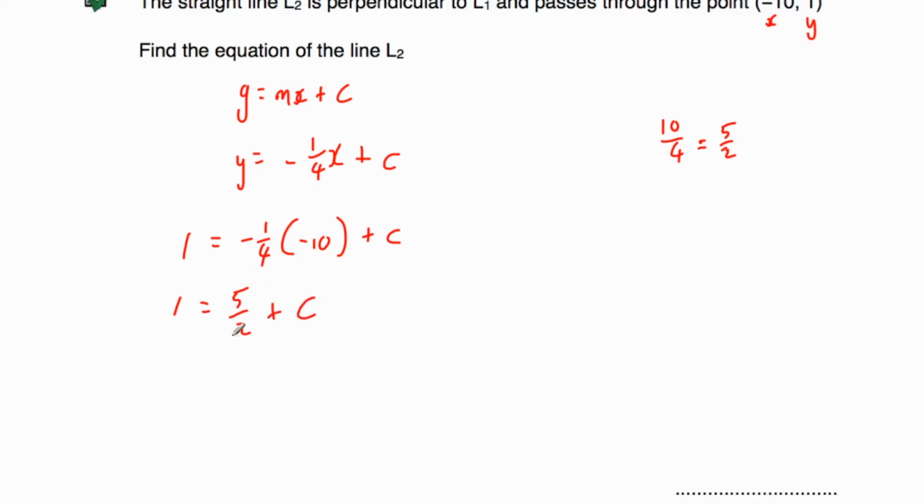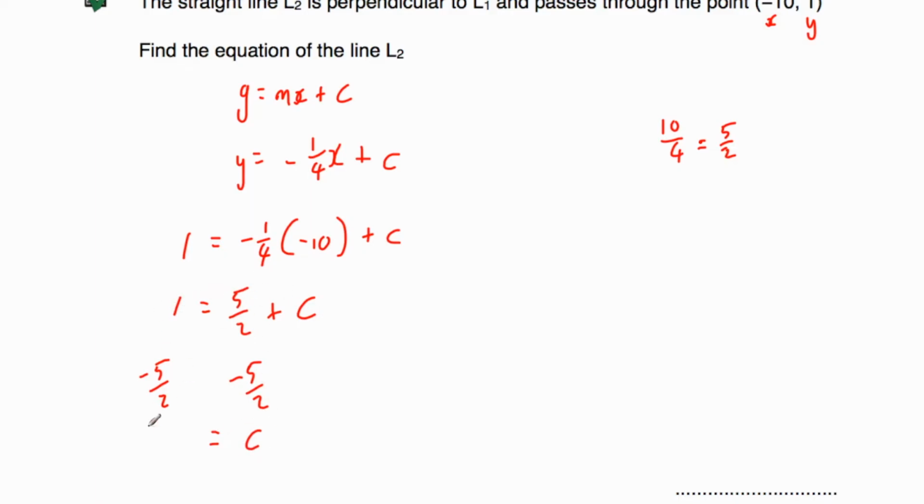Now we don't want the 5 over 2 here, we want the c on its own, so we're going to take away 5 over 2 from both sides, so take away 5 over 2 and take away 5 over 2. Okay, so we now just need to take 5 over 2 away from both sides of the equation. The right hand side is quite nice, we're taking away 5 over 2 to just leave us with the c, so it gets rid of the 5 over 2, so we're just left with c on the right hand side.